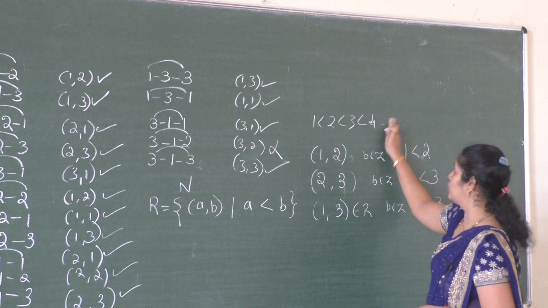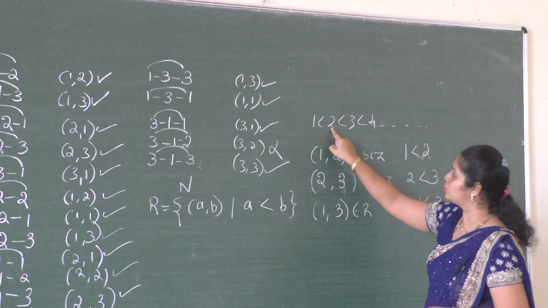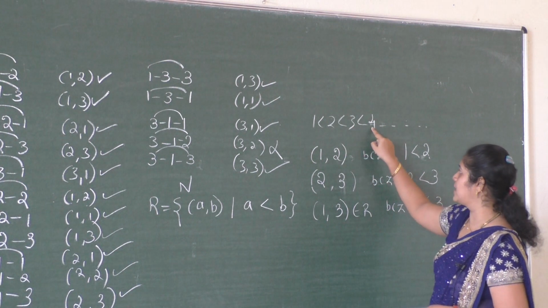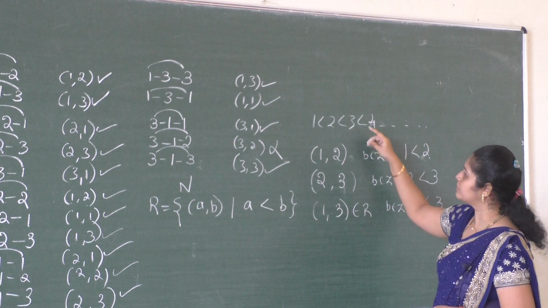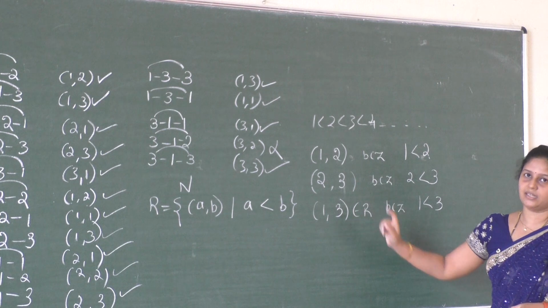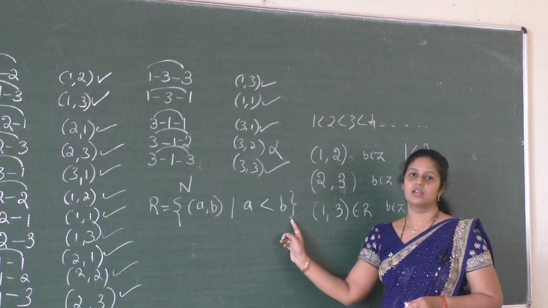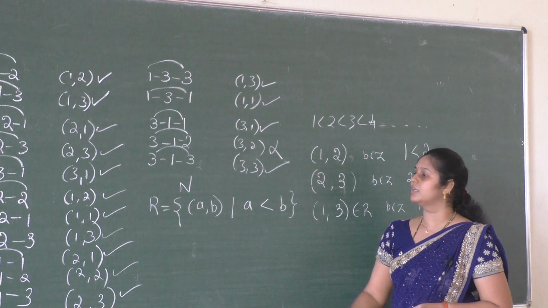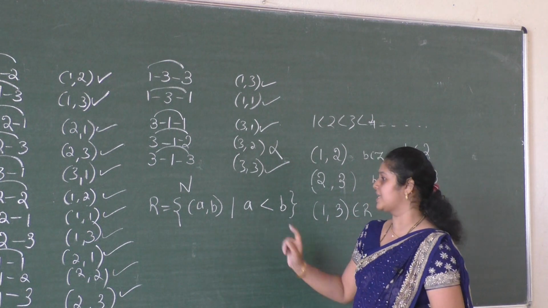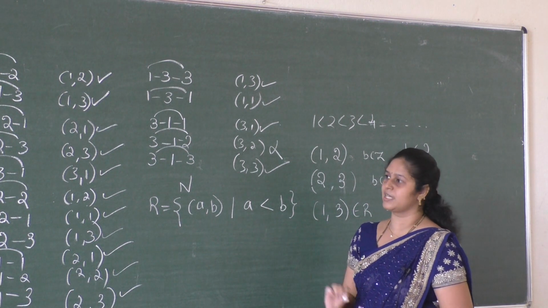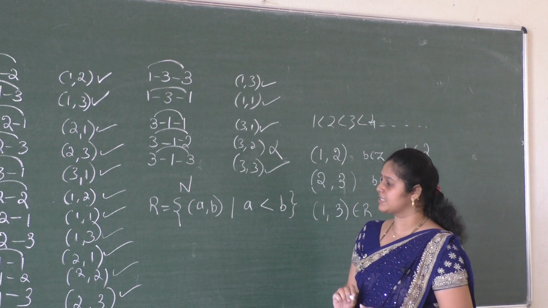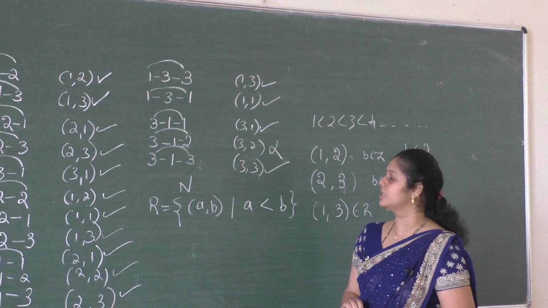So here also you can follow the same procedure: 1 less than 2, 2 less than 3, 1 less than 3. Like that, 2 less than 3, 3 less than 4, that means 2 less than 4. So like that it goes. Therefore, on the natural number set, if I write the relation that one element is less than another element, then they are related. So (a,b) belongs to R if a less than b. That is one more example for a transitive relation. The next example I can give for the transitive relation.